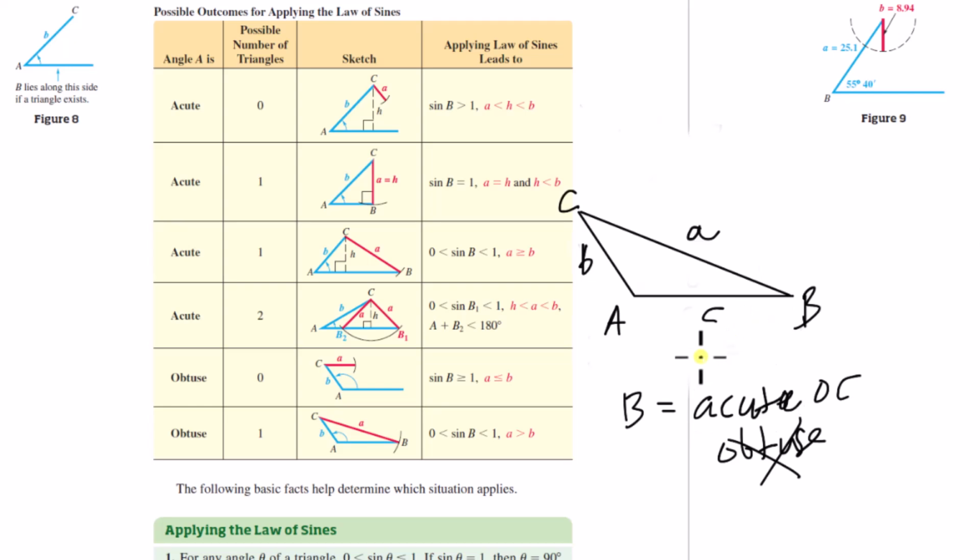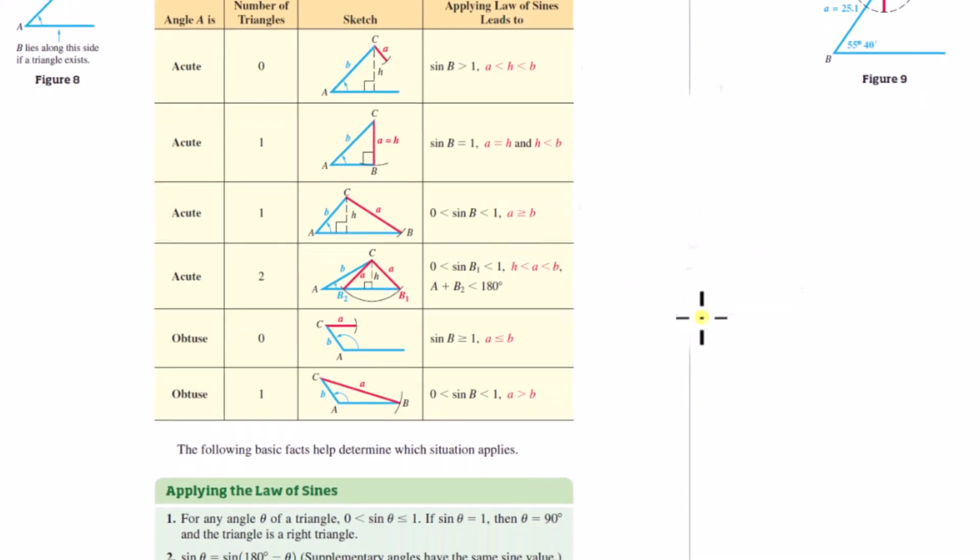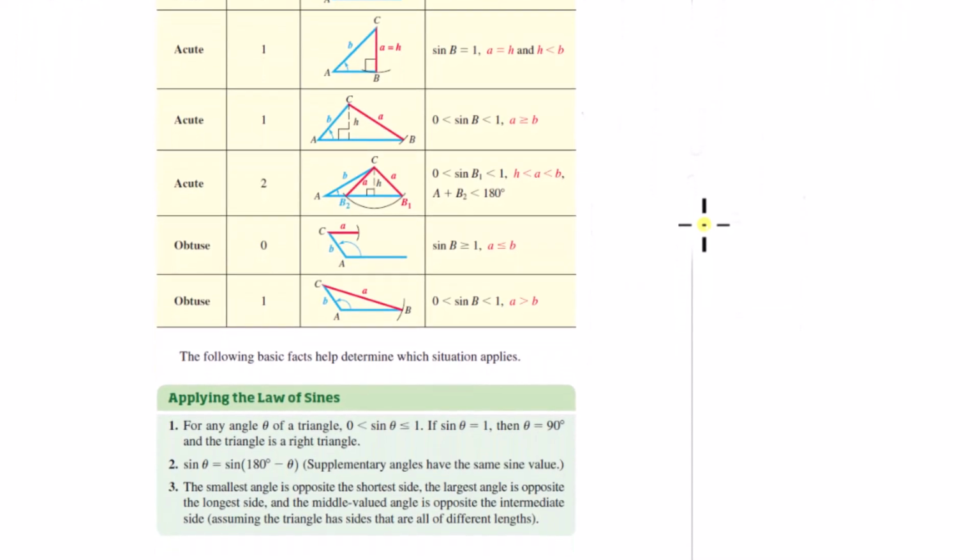Okay. Now, the last thing we want to take a look at, and this is actually pretty interesting, helps you to analyze the constraints between triangles. So it gives these three basic facts here. It says to help determine which situation applies. We've already really talked about this first one. It should be pretty clear now.